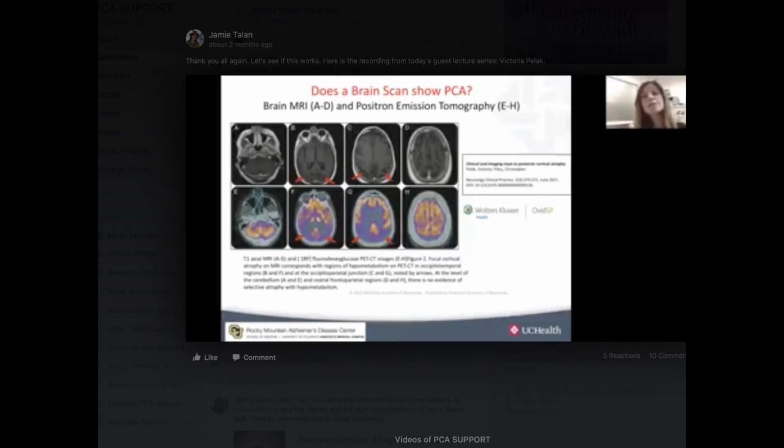So can a brain scan diagnose PCA? No, but can it show us the features that help combine with the symptoms that somebody's experiencing and the examination lead to the diagnosis of PCA?